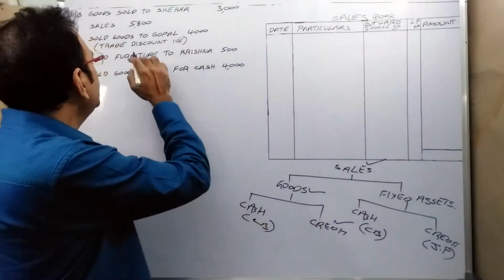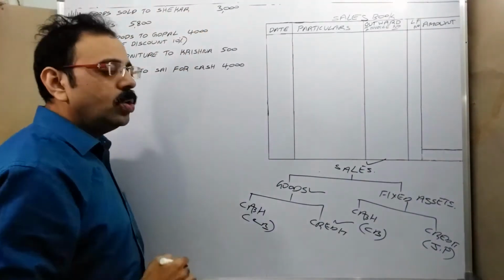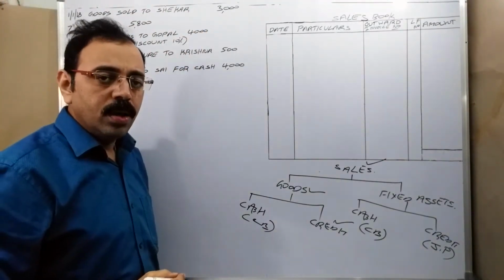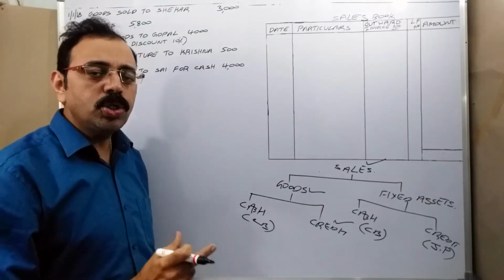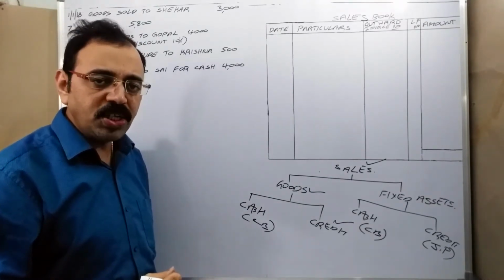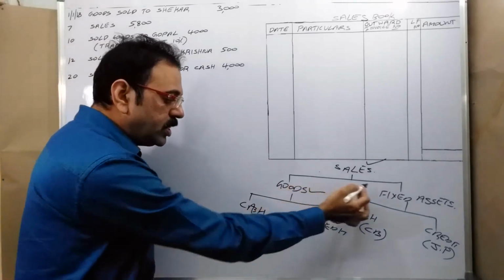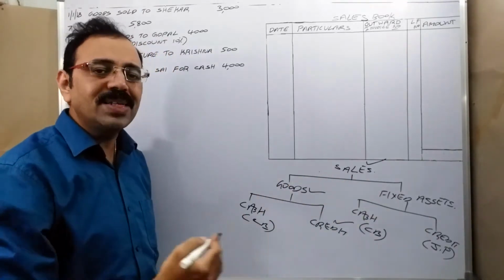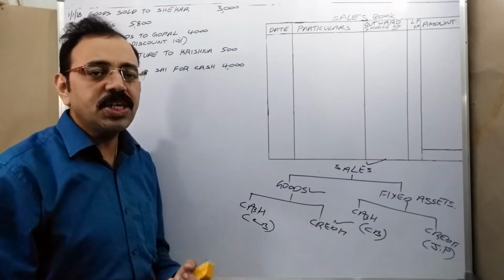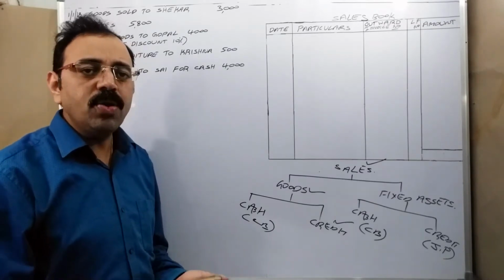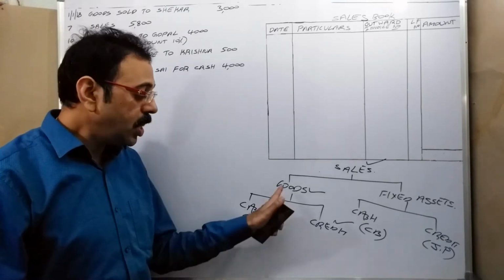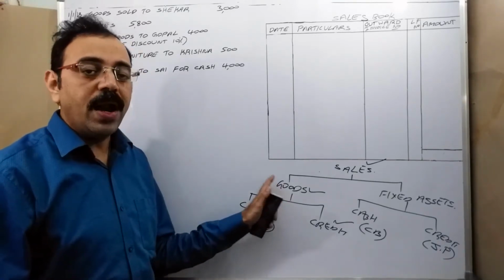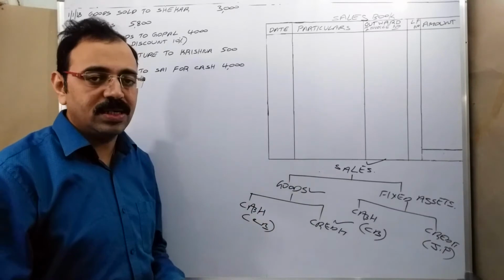First transaction is goods sold to Shaker. While solving this problem, for every transaction, you should observe 2 points. First one is what we are selling, goods or fixed asset. Take one stationery shop. Regularly what does he sell? Stationery items. They come under goods. And rarely he sells fixed assets.